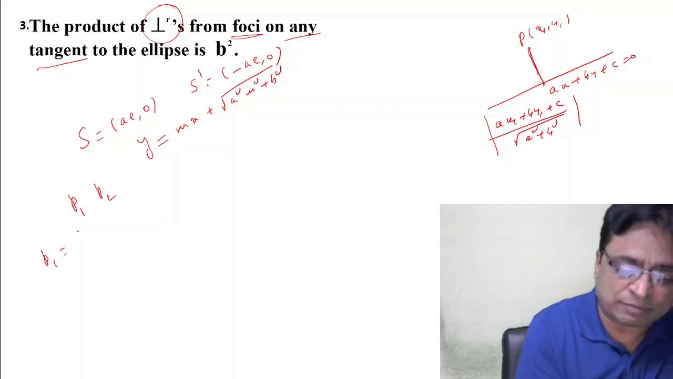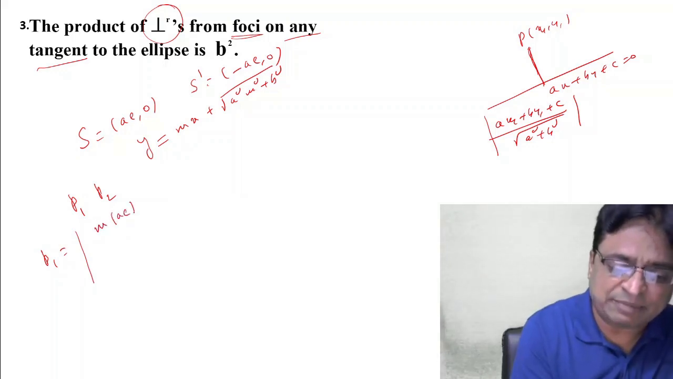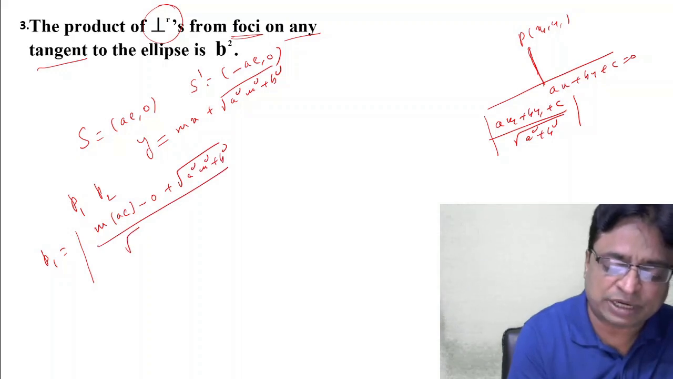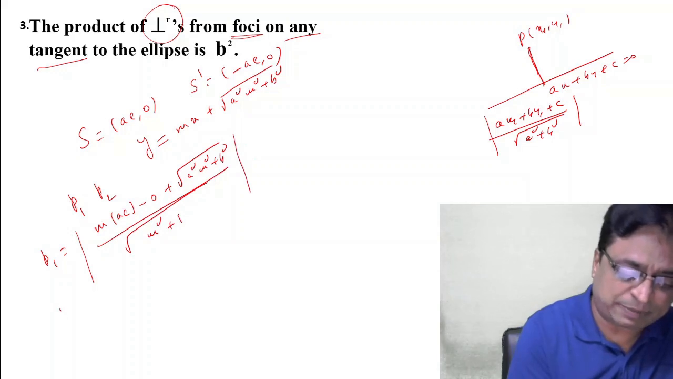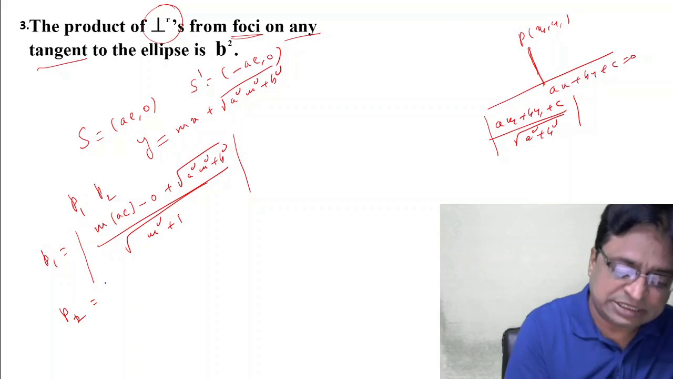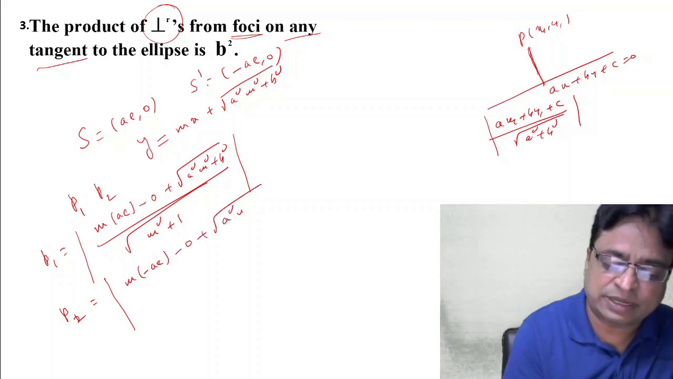P1 becomes modulus of m into ae minus y, that is 0, plus root of a square m square plus b square, by root of m square plus 1. This is P1, the perpendicular drawn from S onto the tangent. Similarly, the perpendicular P2 is m into minus ae minus 0 plus root of a square m square plus b square, by root of m square plus 1. Again, this is the perpendicular.